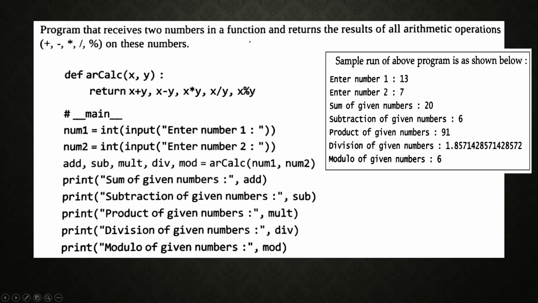Here a sample run of the above program is shown below. Enter first number, it is 13, second number it is 7, so sum is equal to 20, like this. So it will display all the results of the arithmetic operations.